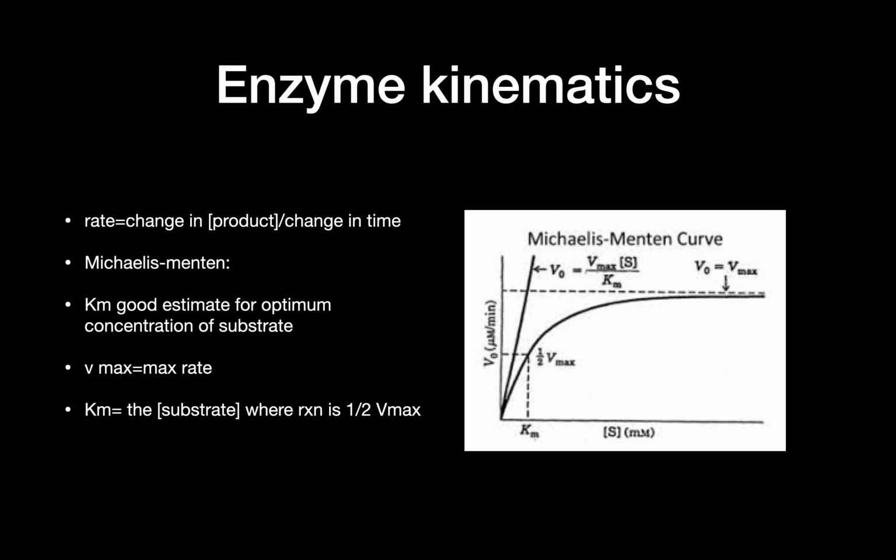So let's go into the kinetics. You don't have to go too much into the math, but just know the rate, which is the change in the concentration of the product over the change in time. This is the Michaelis-Menten curve. And the Km is the substrate concentration where the reaction is at half Vmax. Vmax is the max rate of binding, and the Km is a good estimate for the optimum concentration of the substrate.